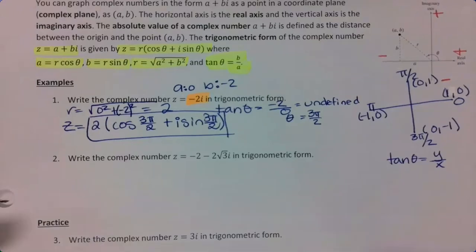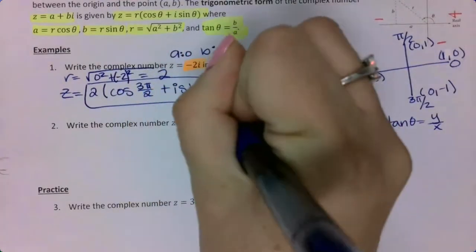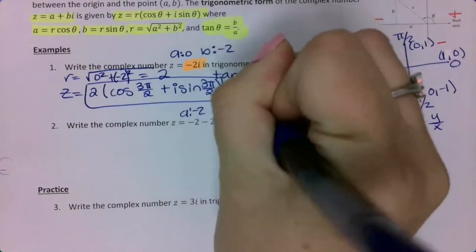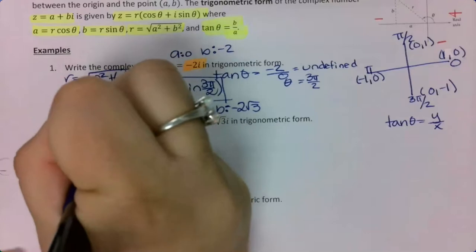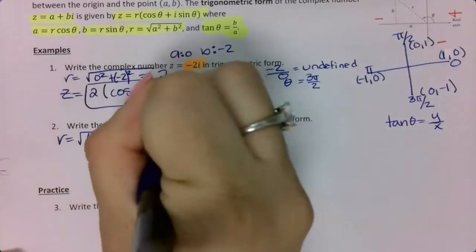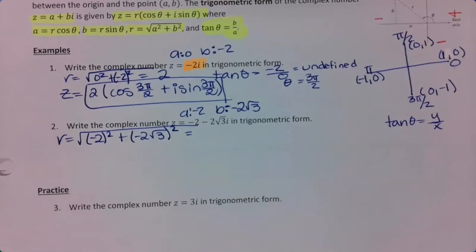Okay. So number 2 is similar, except now I have an a value. First thing I want to do is find my r value. So let me know when you get a value for this.